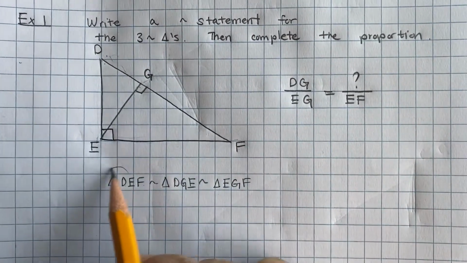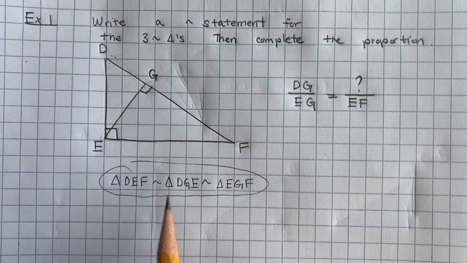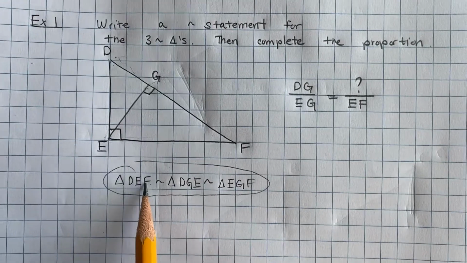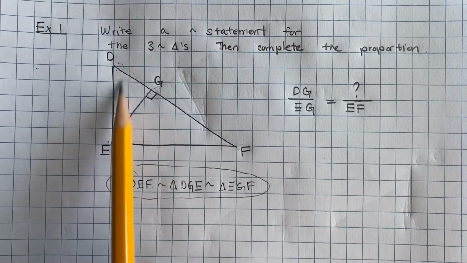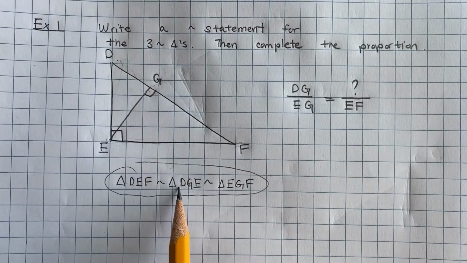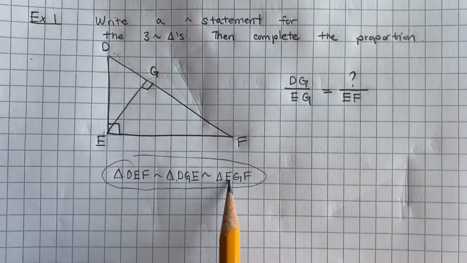Okay, so again, the ordering of the letters is not so important as long as you're consistent. Had you said triangle FED, let's say you went this way from long leg to short leg, then you also have to go from long leg to short leg. EGD is similar to FGE, okay?